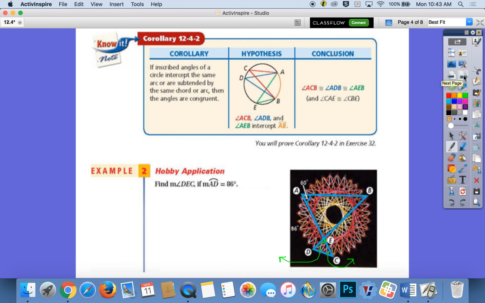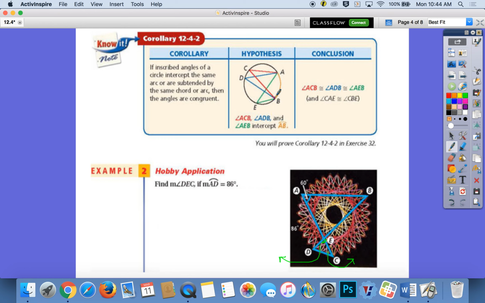This corollary goes along with it, guys. It says that if different angles have different vertices but still subtend the same arc, then they have the same measure. For example, angle ACB, angle ADB, and of course angle AEB are all subtended by arc AB. If the arc is 80 degrees, this is 40, this is 40, and this is 40. It doesn't really matter where it ends, as long as it's inscribed and has the same endpoints.